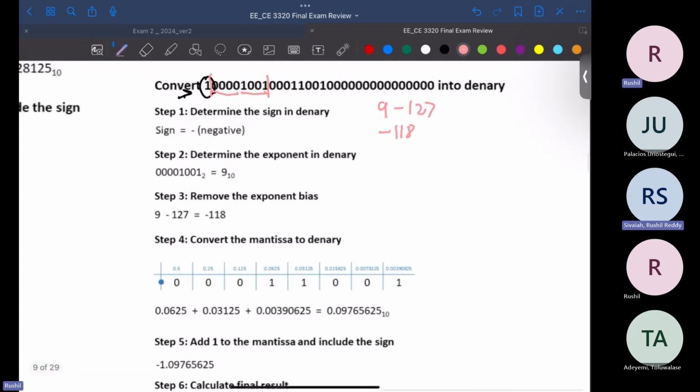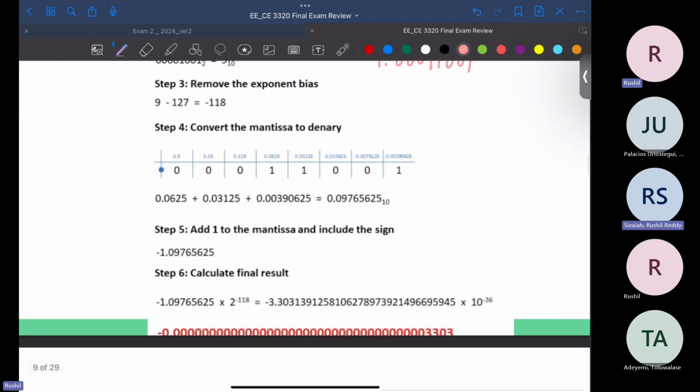Okay, so now if we look at this, we have 1.0001101, right? And then this to the power of negative 118. So yeah, that's your answer.